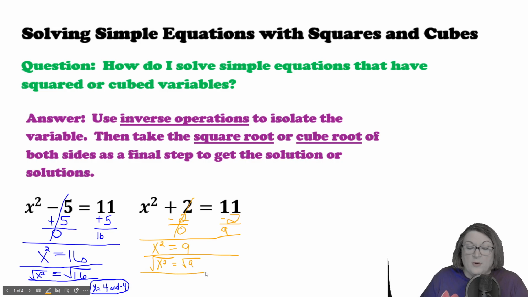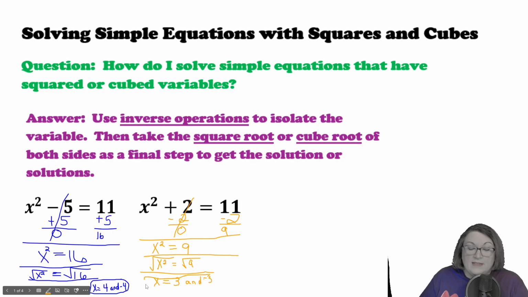And remember, the square root is a symbol that asks what times itself is equal to the quantity that's under the radical symbol or the square root symbol. And in this case, it would be x, because x times x is x squared. And over here, it would be 3, because 3 times 3 is 9. But also, negative 3 times negative 3 is 9 as well.